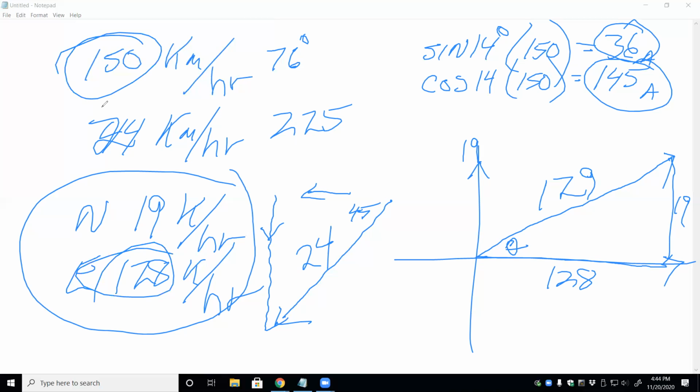With airplanes, you always have airspeed and land speed. In other words, this actually refers to the instrument settings. They would put the speed of the plane at 150, pointed at a 76-degree bearing, but when you combine it with the wind, it ends up being this, only going 129 kilometers per hour at a different angle because of that wind.